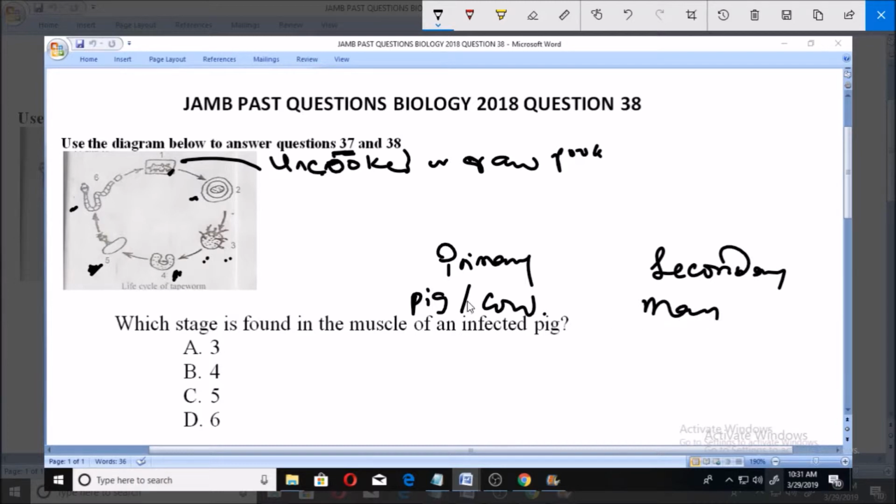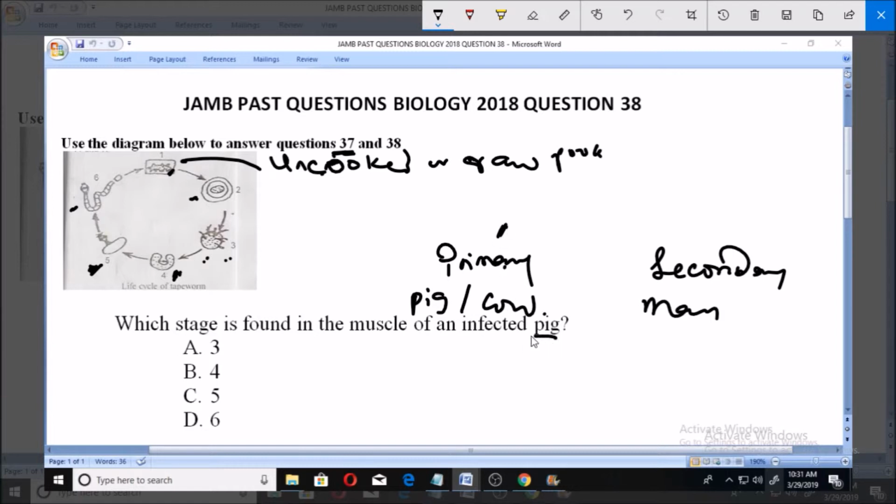So in this scheme, we'll talk about the eggs taken up by the primary host during grazing. You understand? The eggs are taken up by the primary host during grazing. So things like pig and cow get the egg when they are grazing. The eggs develop into embryo with 6 hooks and covered with protective shells. Now this stage, it adheres to the muscles of the primary host.